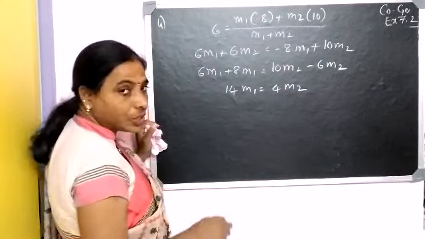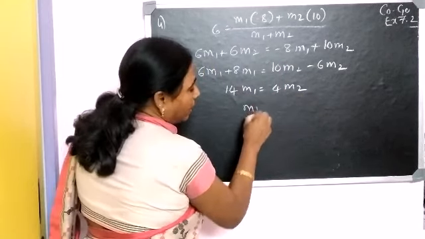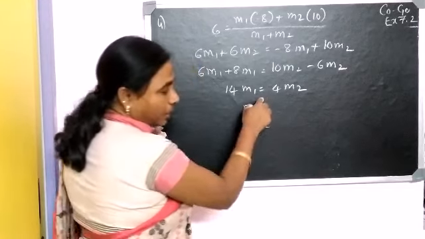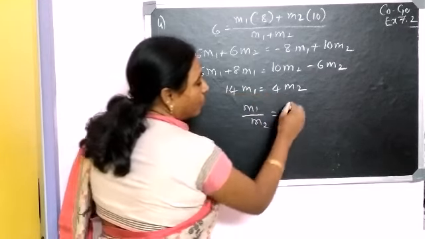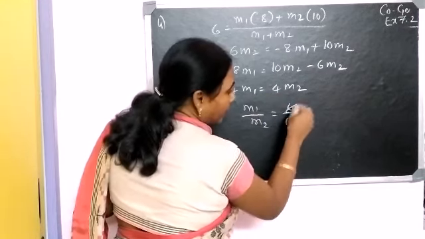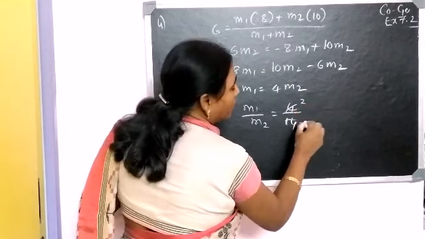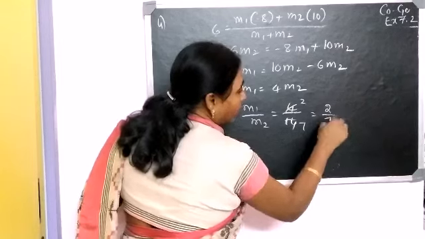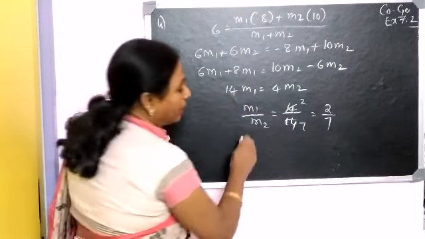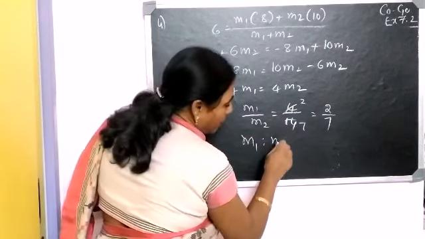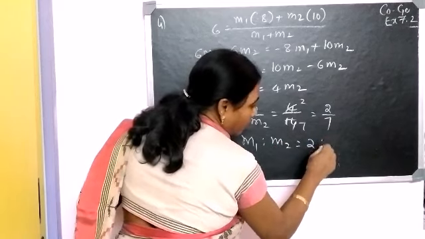Now again I want the ratio. Therefore m1 by m2, bringing this to the other side, is equal to 4 by 14. Cancel it. That is 14. I brought it to the other side. So 2 2s are 4, 2 7s are 14. Again we got it as 2 is to 7. The ratio here, both the times, we got it as 2 is to 7.